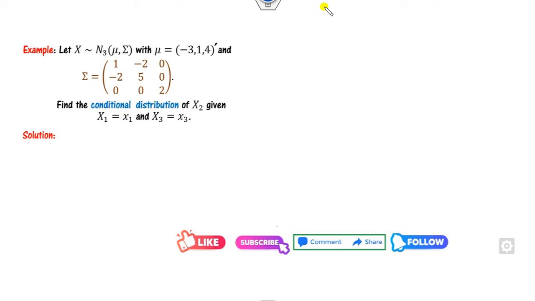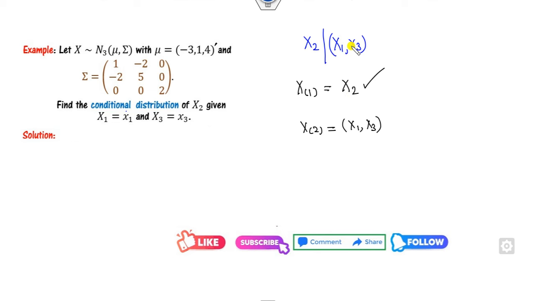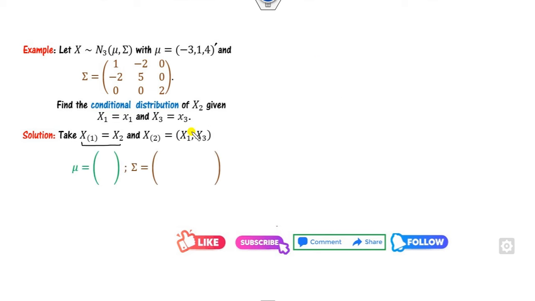Okay, look at this another one. Again, your target is to find the conditional distribution of x2 given that x1 and x3. This is your required target. What is your x1? What is your x2? This will be my x2. This will be my x1 comma x3. Fine. So it means I have to write x1 is my x2 and x2 is my x1 comma x3.